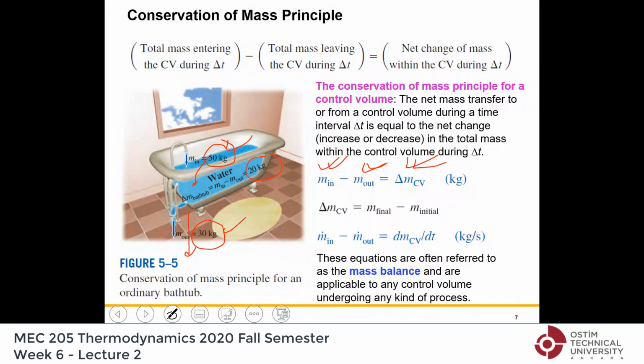And just like the energy. Energy in minus energy out is the change in energy. So they are analogous. And what is the change in the mass of the control volume? The final mass minus the initial mass. Can you express it in the rate form? Yes. Divide this by delta T and take the limit as delta T goes to 0. So this is mass flow rate in minus mass flow rate out is the rate of change of the mass of the control volume. Time rate of change of the mass of the control volume. So this is again just logic.